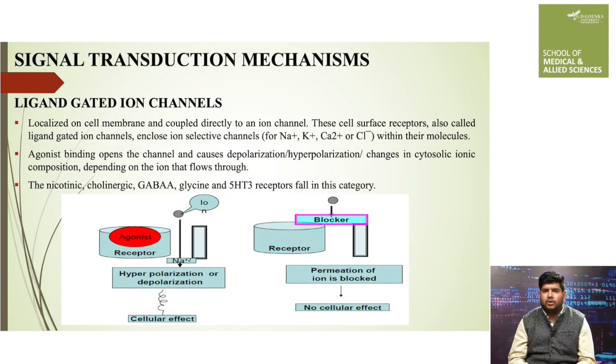Ionotropic receptors are localized on cell membrane and coupled directly to an ion channel. These cell surface receptors, also called ligand gated ion channels, enclose ion selective channels for sodium, potassium, calcium or chlorine within their molecules. Ligand binding opens the channel and causes depolarization or hyperpolarization and changes in cytosolic ionic composition depending on the ionic flow through which the pharmacological or therapeutic effect is achieved.